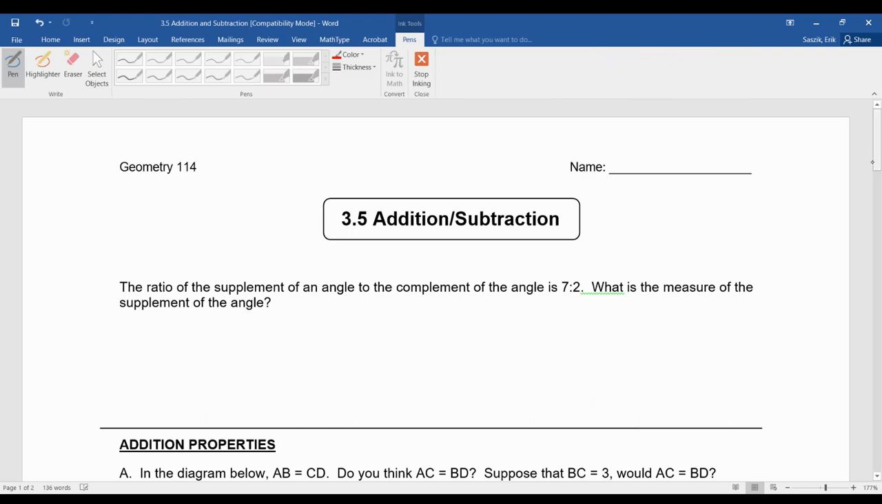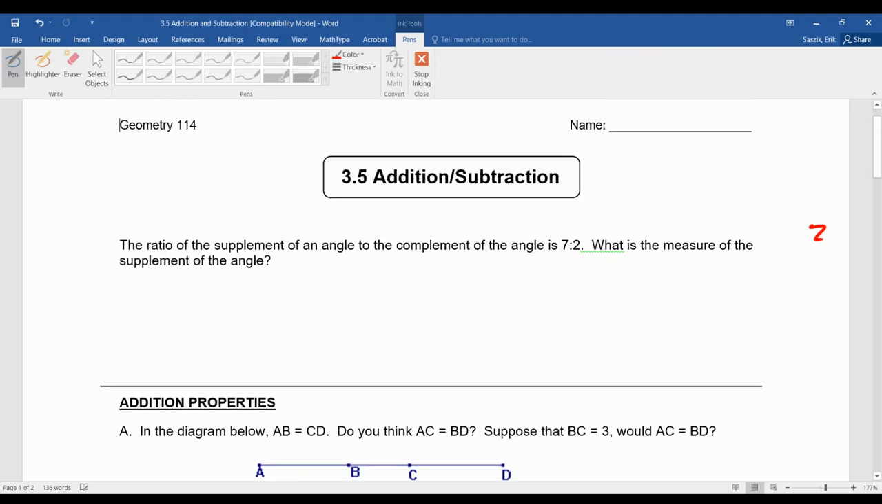All right, we're gonna get into the next thing here. This opening one freaks you out a little bit, and it says ratio, right? But we all know that ratio just means division. So the ratio of the supplement of an angle, which would be 180 minus x, to the complement, which would be 90 minus x, is 7 to 2. This is the way to go on this.